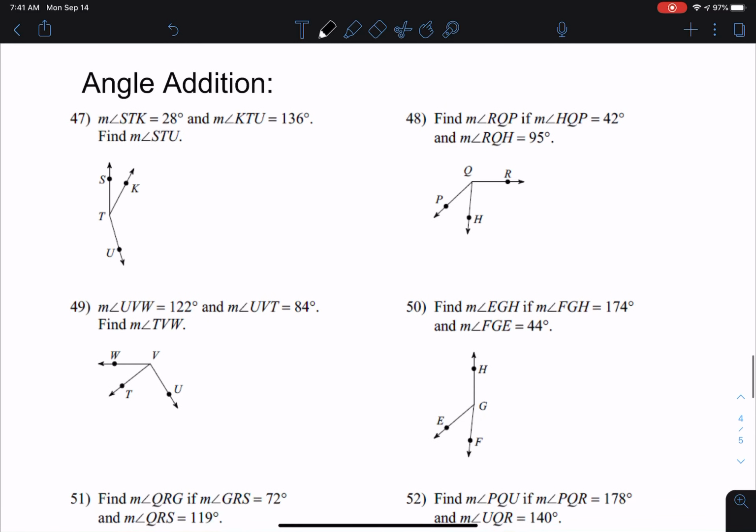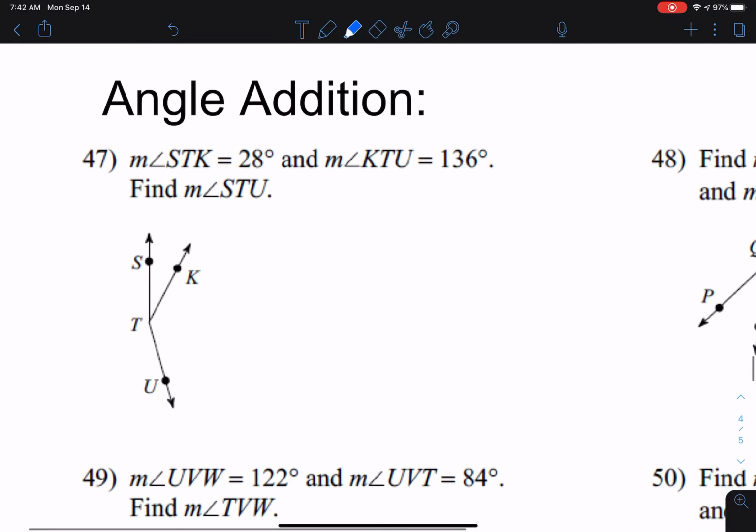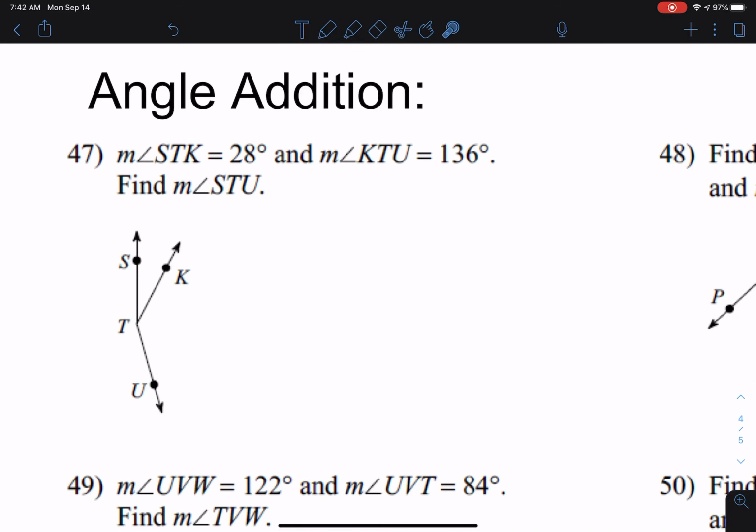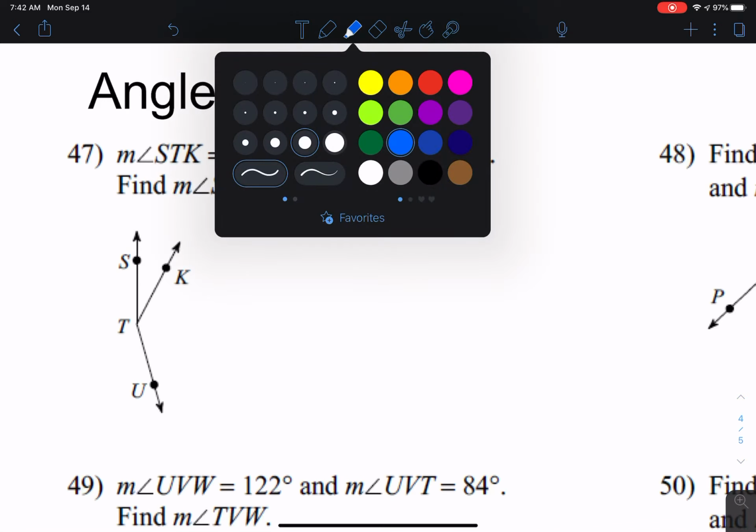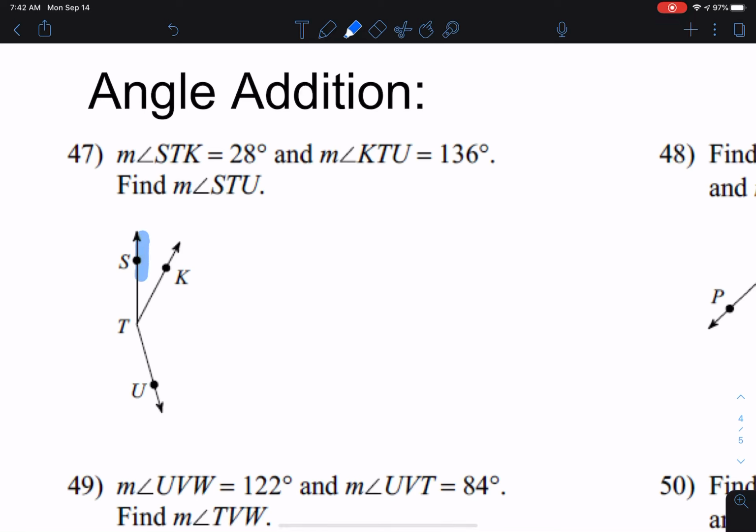All right, let's look at angle addition. I'm going to zoom in here for you guys on number 47. The measure, that's what that little m means. It means the measure of angle STK. So this little guy right here, this little slice of pizza, if you will, let's see if I can get that highlighted for y'all. I'll get it in blue here. So this guy right here, he is 28 degrees.